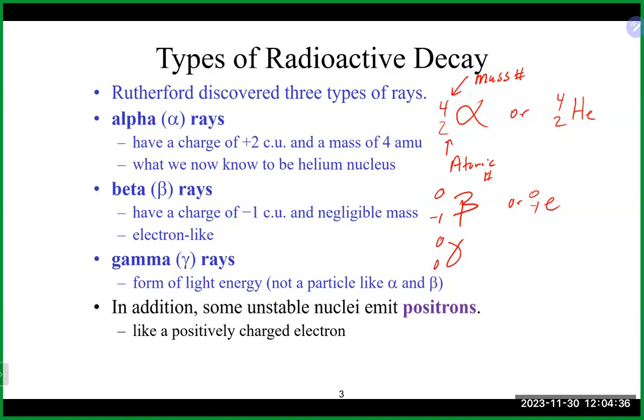In addition, sometimes unstable nuclei will emit positrons, which are like electrons with a better attitude.